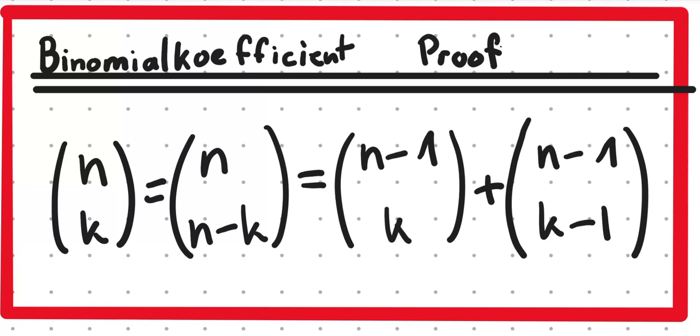In this video, we're going to prove the so-called binomial coefficient identities, which state that n choose k is equal to n choose n minus k, which is also equal to n minus 1 choose k plus n minus 1 choose k minus 1. So let's dive right in and prove this formula.